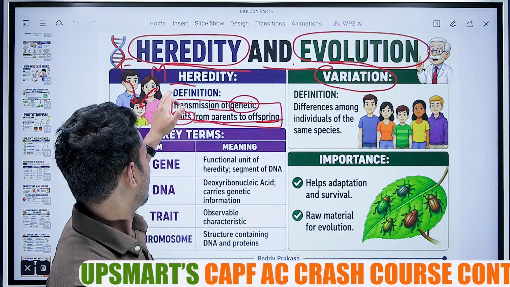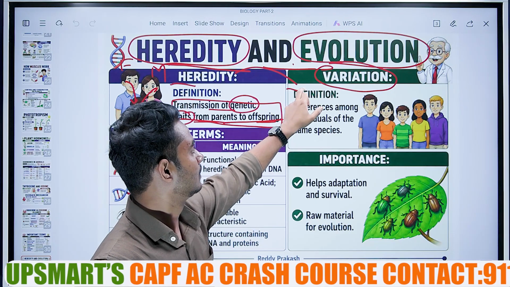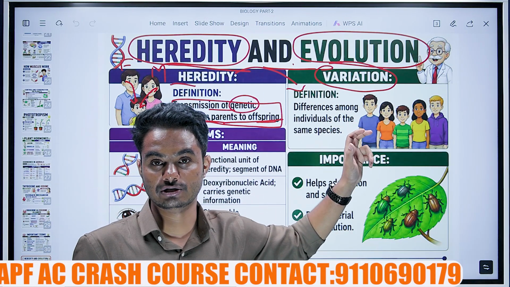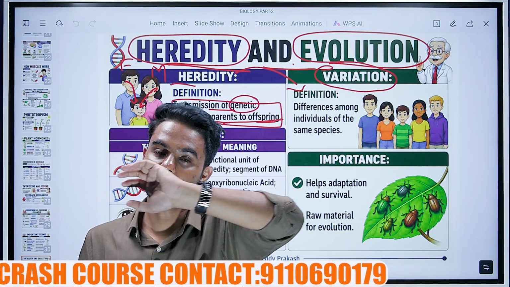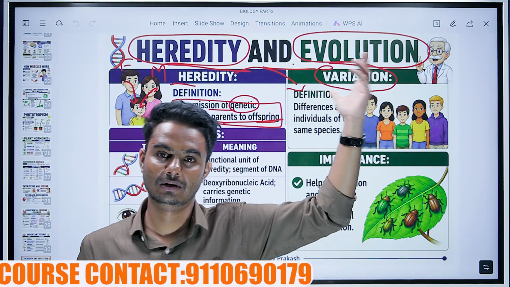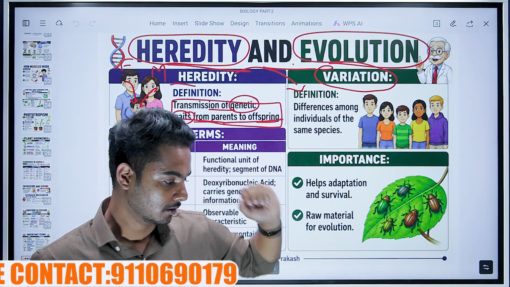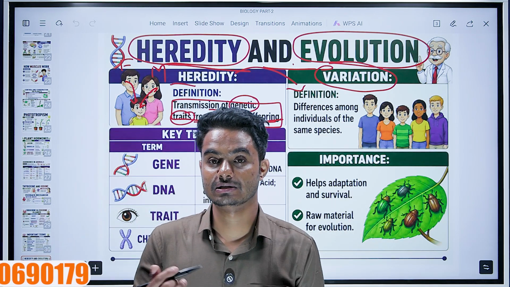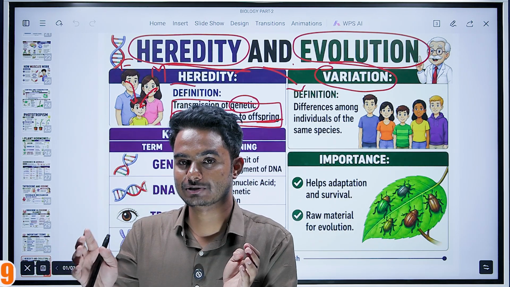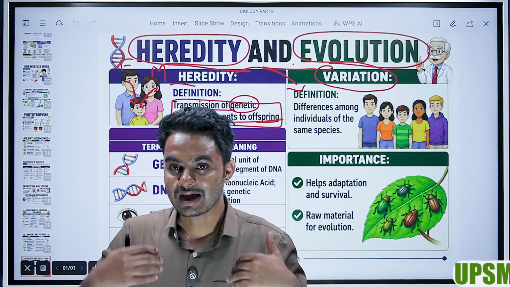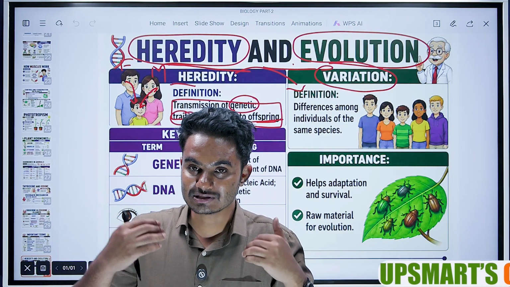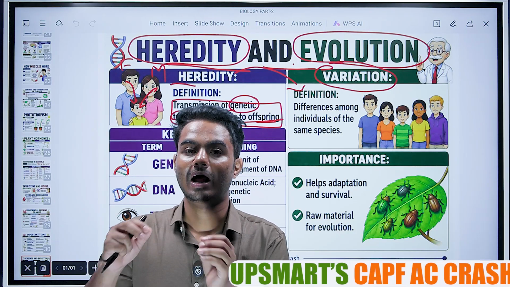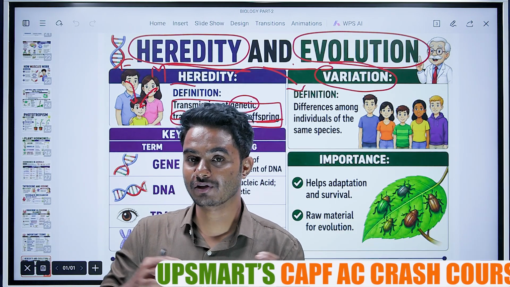Now we have got the heredity from the parents. We have got the evolution from thousands of years from our forefathers or some great grandfathers. Now both these things lead to variation. What is variation, sir? Variation is the difference between the same species. See, we as human beings, we as Homo sapiens belong to a particular species. This is a species, and within us there is a particular variation.